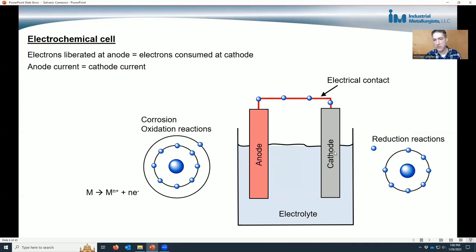So if we do things to a corrosion cell to cause the cathode reaction to speed up, then that will put a requirement on the anode to also speed up and produce more electrons. And if we do something to the cathode to make the reaction slow down, then that will also allow the anode reaction to slow down. And that's because the number of electrons produced and the current has to be the same at the anode and cathode.